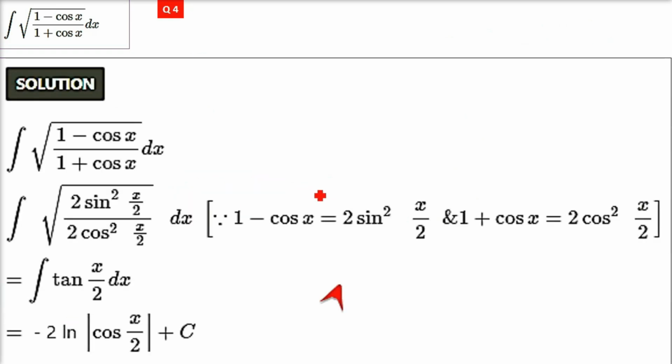So this is what I was talking about. It's a very simple question. If you understand or recall these formulae, this question will be very simple to you.